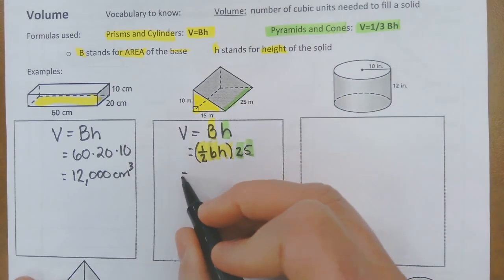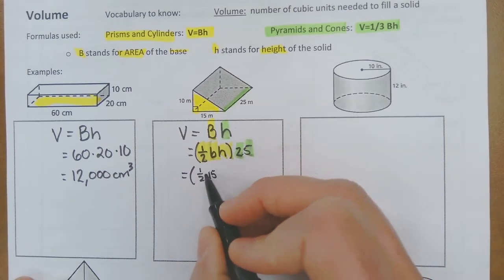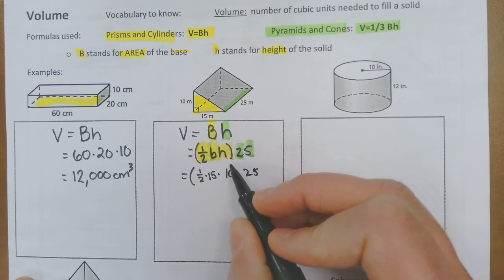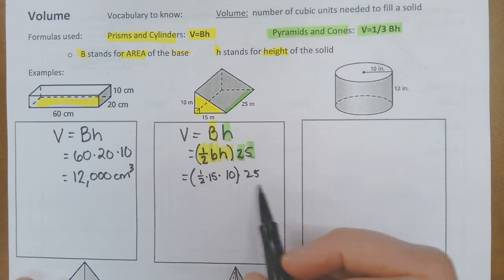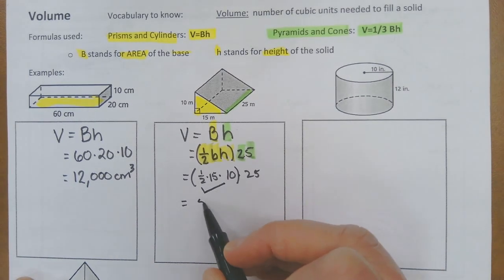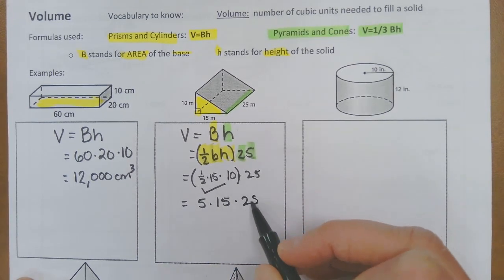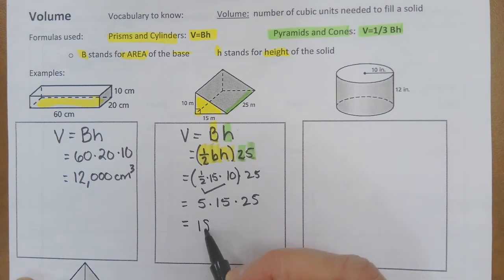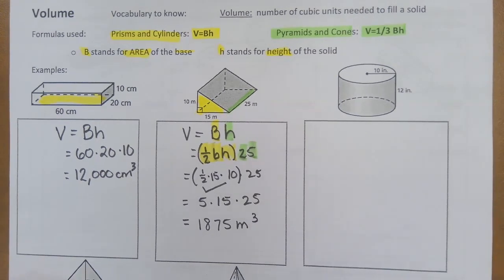So let's put our numbers in. We get half, the base is 15, times the height, which is 10, times 25. This is all multiplying, so we can go in any order we want now. So I would do half of 10, which is 5, times 15, times 25. When you multiply those, use your calculator, you get 1,875 meters cubed.